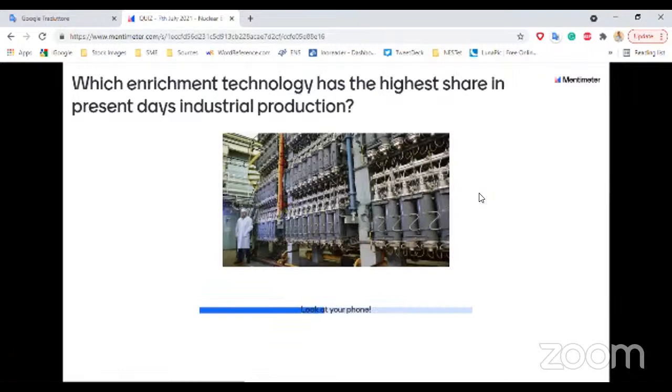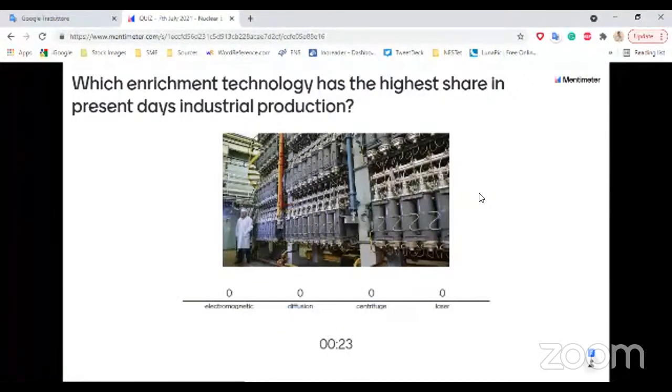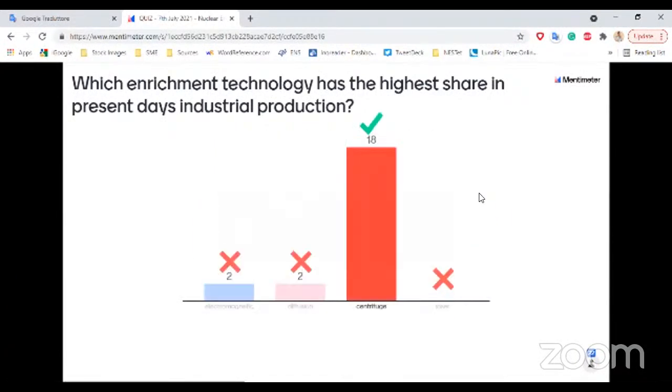Which enrichment technology has the highest share in the present day's industrial production? Electromagnetic, diffusion, centrifuge, or laser? So the most common enrichment technology is the centrifuge. Congratulations. Question number 8.